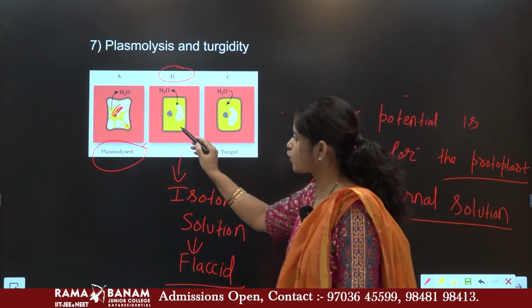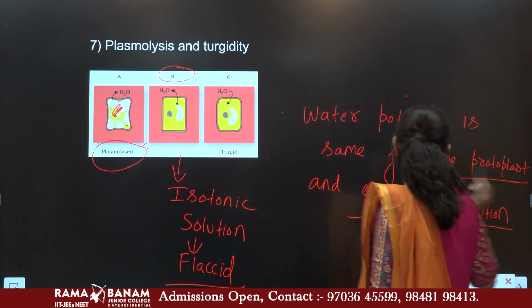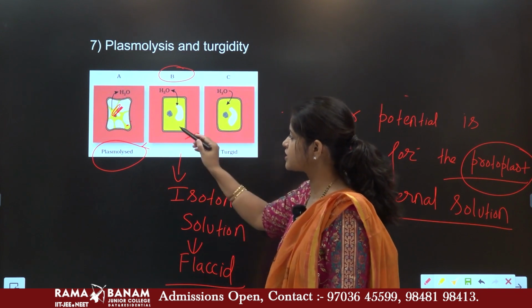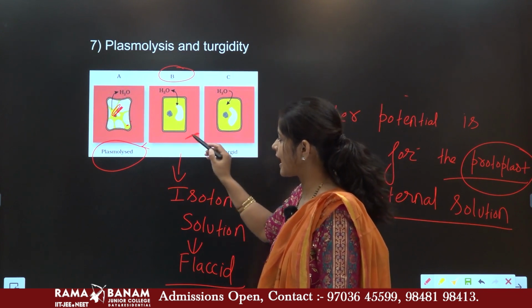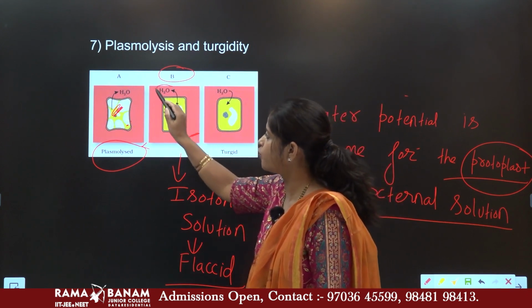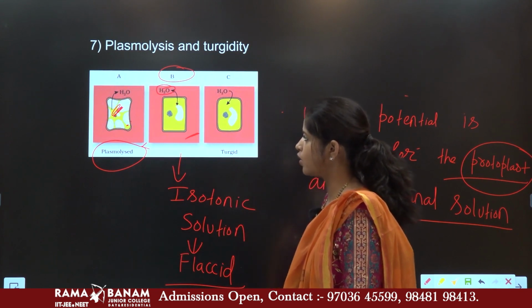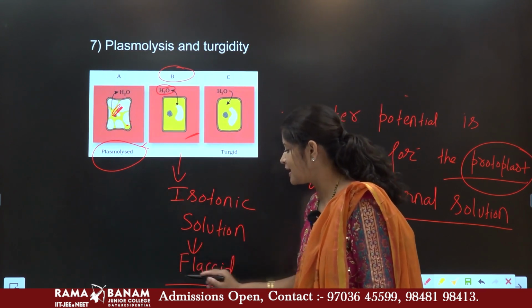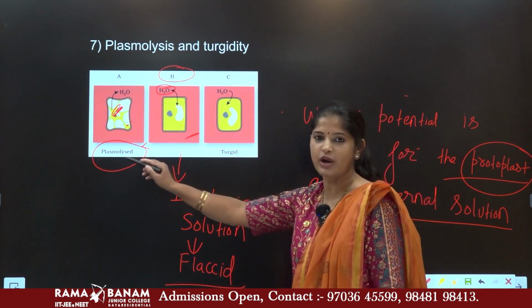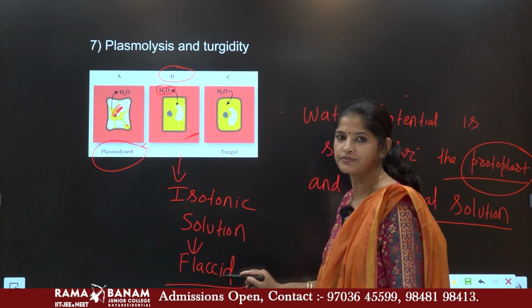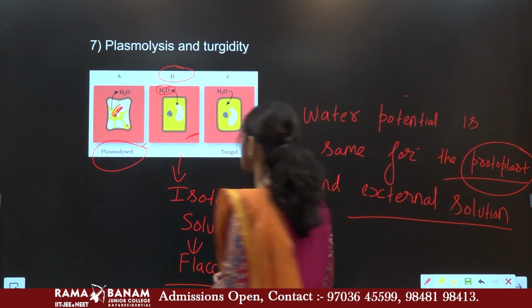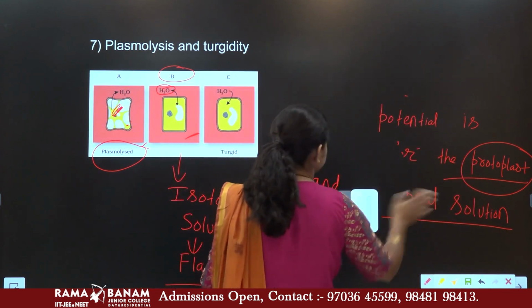So what is the protoplast? Protoplast means inside the cell, and this one is the external solution. So water potential is same for the protoplast and for the external solution. So you can see that there is no net movement of water. When there is no net movement of water, the cell is called as flaccid. Here it is plasmolyzed and here it is flaccid. After that, we need to see about the turgidity.